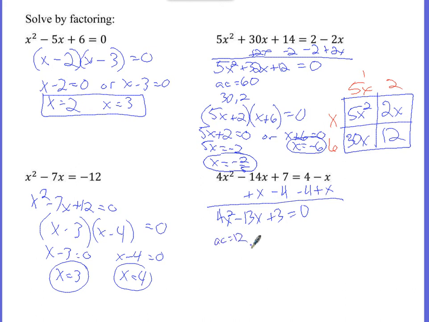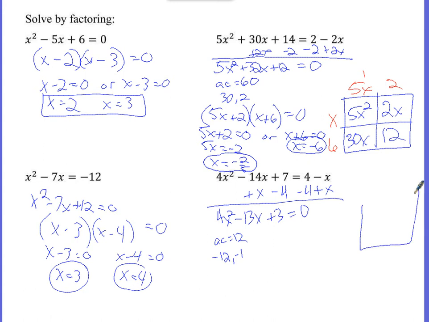Okay, so I'm looking for two numbers that multiply to give me what? 12. And add to give me negative 13. Both my numbers have to be negative, negative 12 and negative 1. Check it to make sure. Multiply them together and you do get positive 12. Add them together, you do get negative 13. Now what?